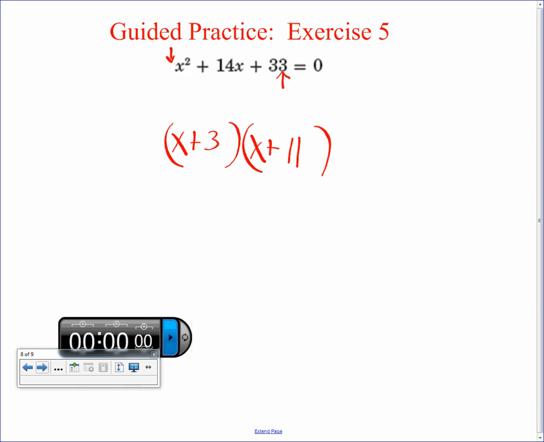If x plus 3 is equal to 0, then that would mean x is -3. If x plus 11 is equal to 0, x equals -11. The problem is finished.